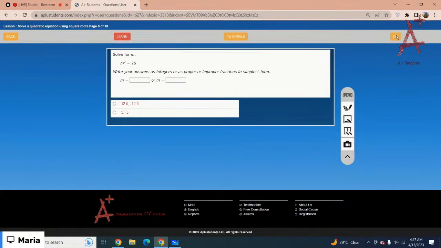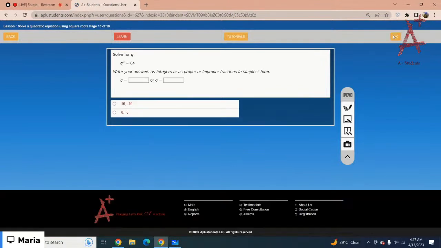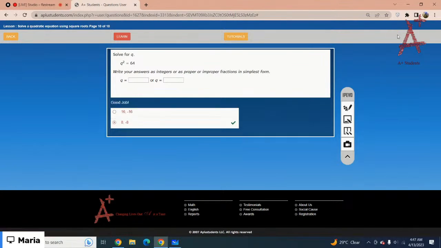Okay, solve for m squared equals 25. So which is the correct option? 5 times 5 is 25. It would be 5 and negative 5. Option number 2 is the correct option. Okay, q squared equals 64. So which is the correct option? It would be 8 and negative 8. So option number 2 is the correct option.